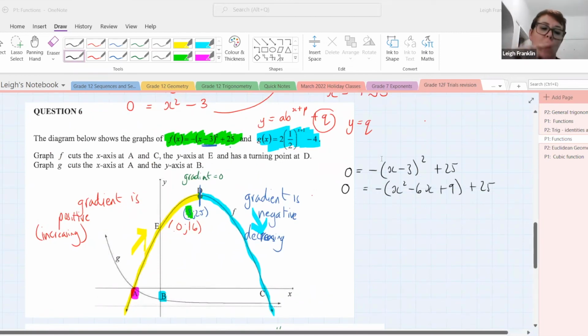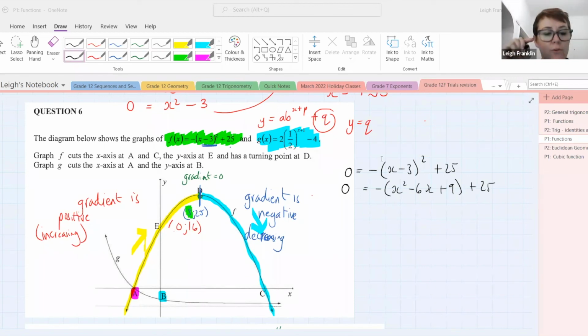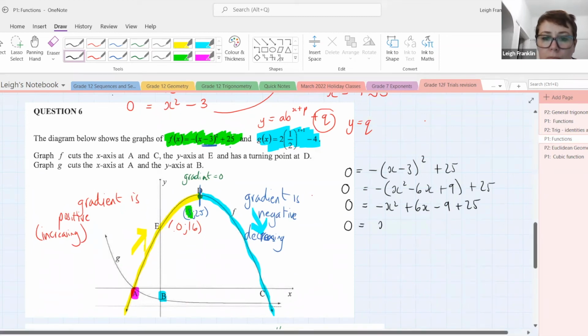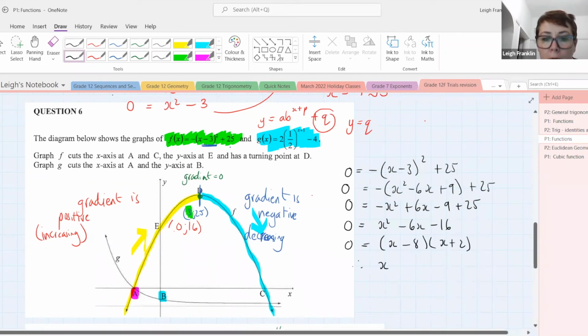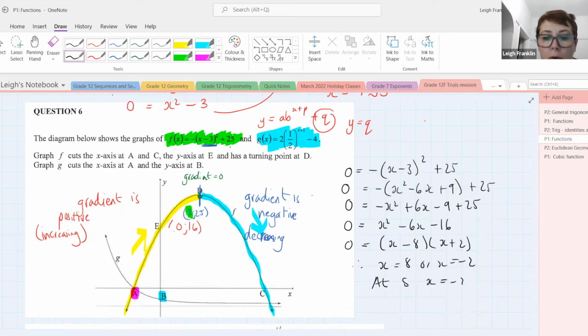Remember, B represents the y-intercept of the exponential function. So again, for the y-intercept, let x be equal to 0. So you go ahead and do that. I'm just going to finish this. All right, do you have an answer for the coordinate at B?